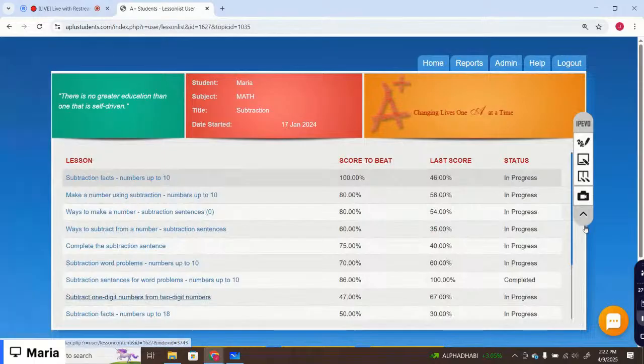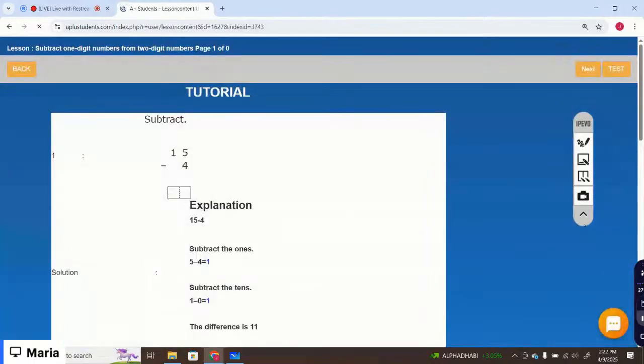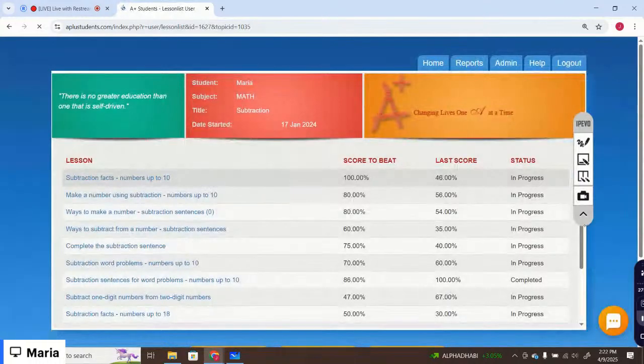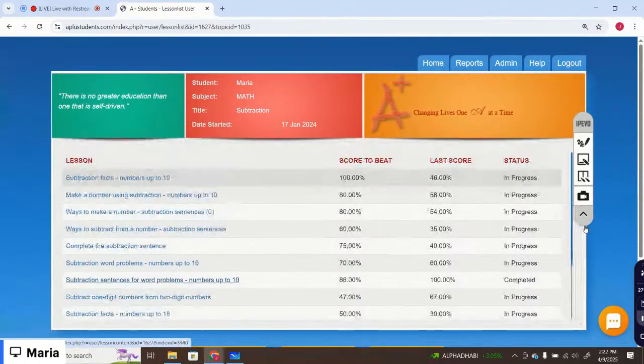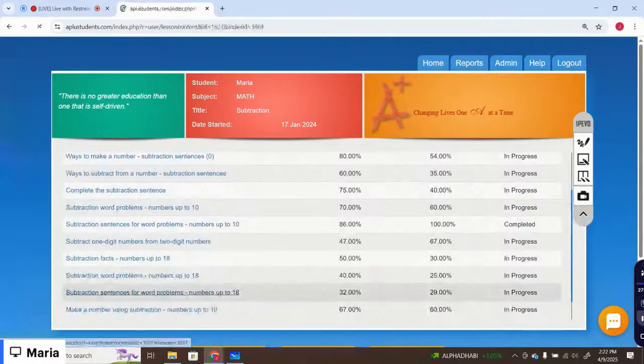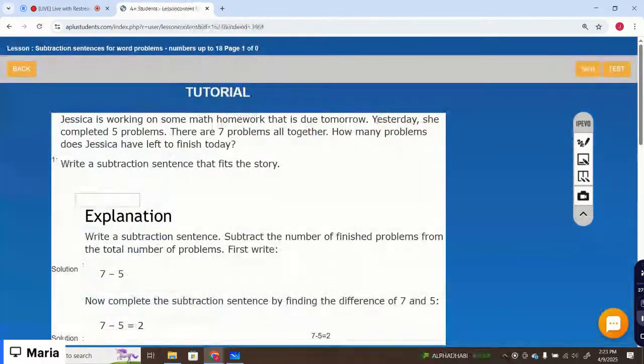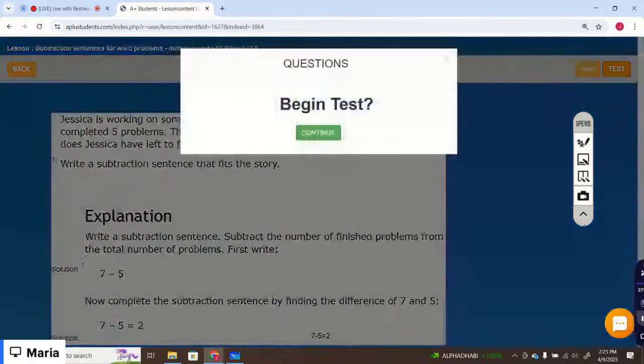Subtraction sentences for word problems, numbers up to 18. Let's just start with the test questions.